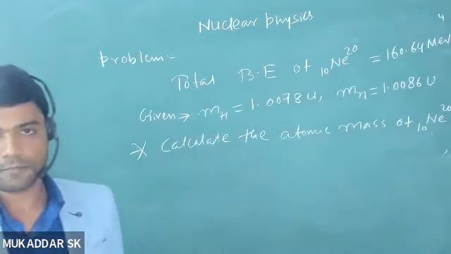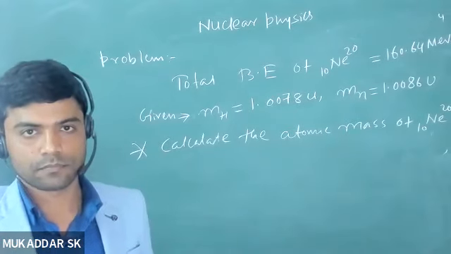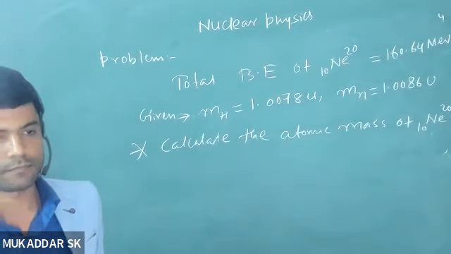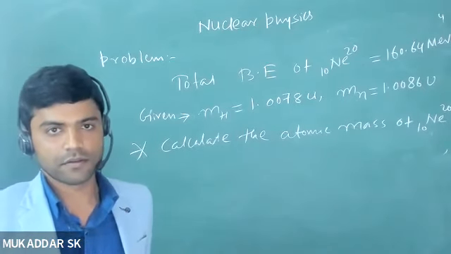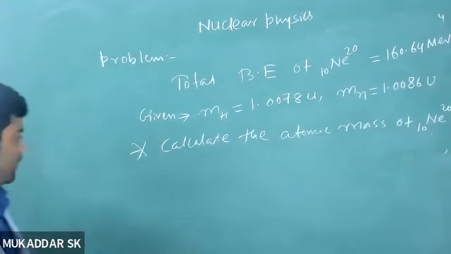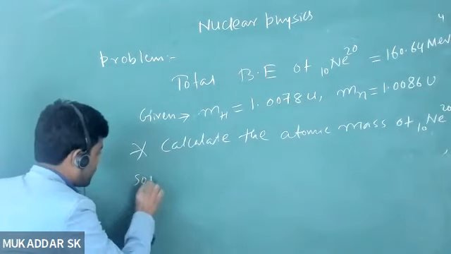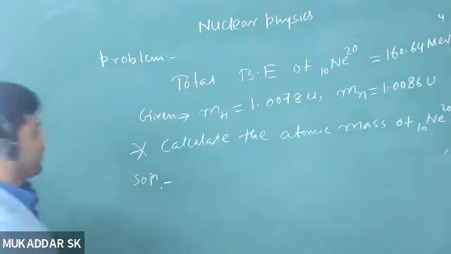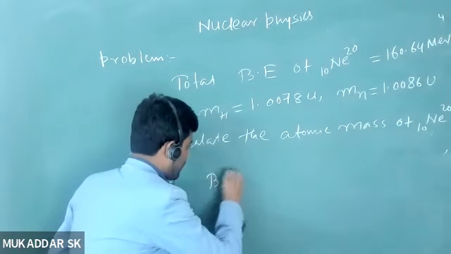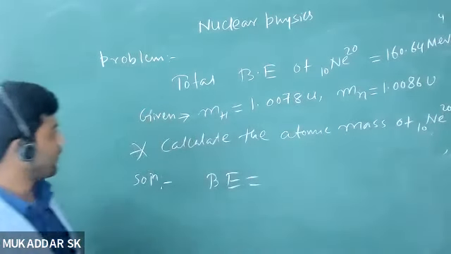Will you be able to do it? Is this can be done? Yes, sir, we will do it. Tell me how you will do that. So first, binding energy is equal to delta M c square.